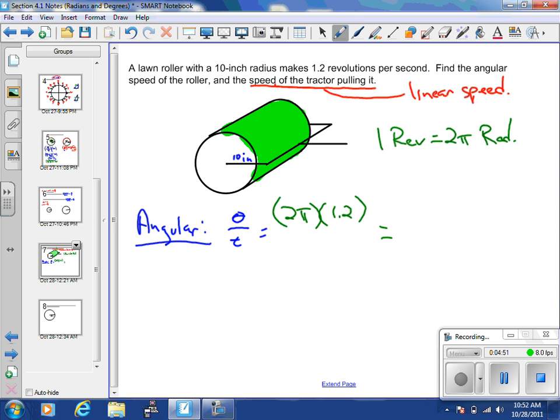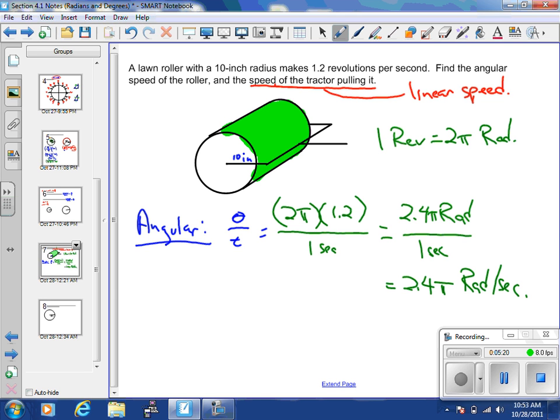Well, 2 pi times 1.2 is equal to 2.4 pi, and the time that it takes for that to happen is 1 second. So you could say that I have 2.4 pi radians per second. That's my angular speed. You could leave it like that. You could take 2.4 times pi and get a decimal conversion if you like, if you're more comfortable with that. But that is your angular speed.